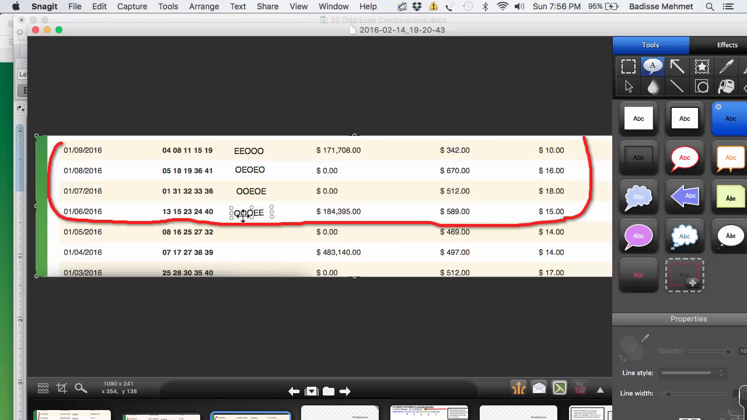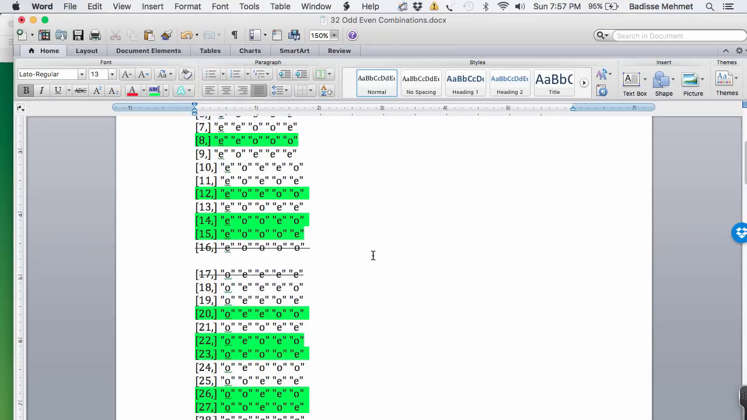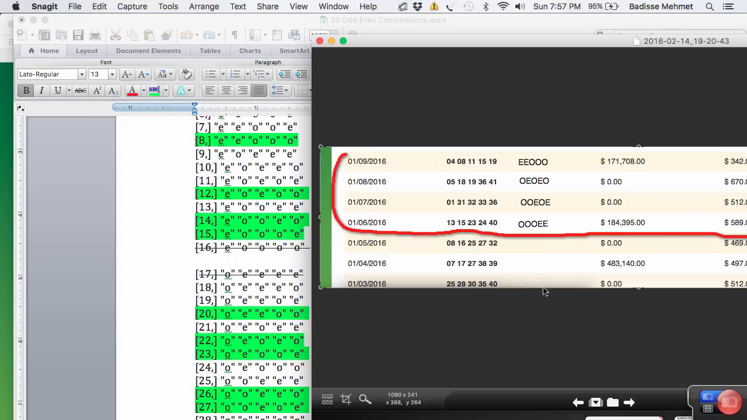January 6th, how many odds? 3. January 7th, how many odds? 3. January 8th? 3. And January 9th? 3. Look at that: 3, 3, 3, 3. And what did we say? We said when you have 3 odds, it's always these 10 coming out. So you knew that January 6th predicted January 7th, January 7th predicted January 8th, and January 8th predicted January 9th.